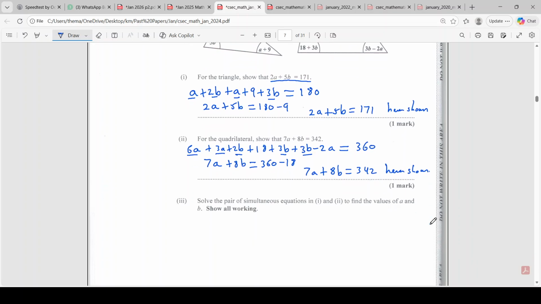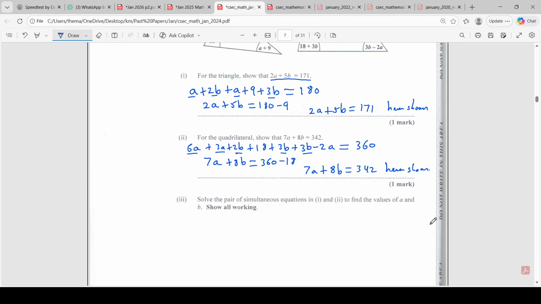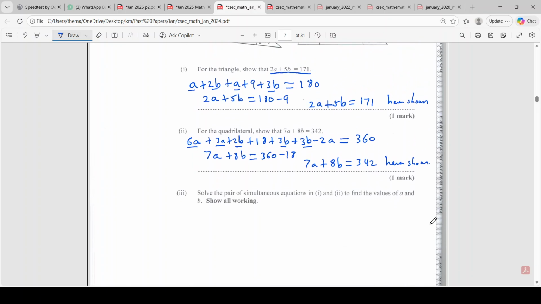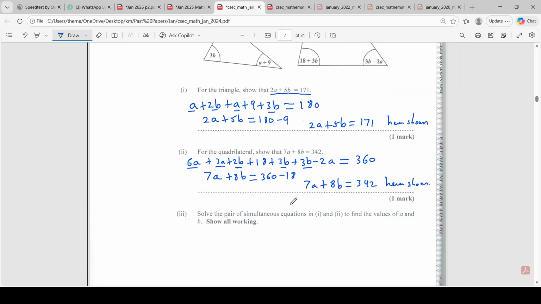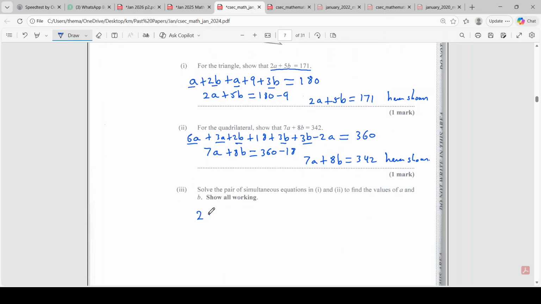Right, and then the last part: solve the pair of simultaneous equations in 1 and 2 to find the values of A and B. Show all working. 3 marks. So let's say for some reason in our exam we couldn't figure out this part. At least we could use these two equations and solve them simultaneously. So we write it down. 2A plus 5B is equal to 171. That is equation 1. And then equation 2 is 7A plus 8B equal to 342. Equation 2.